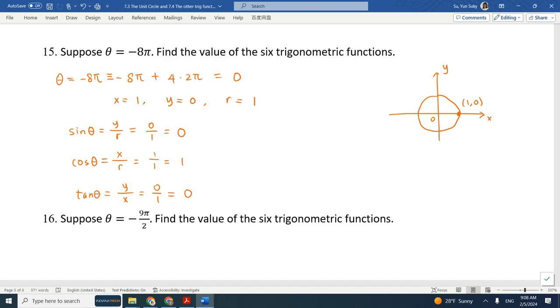Remember our order. Who's next? Cotangent. So cotangent is, yes, x over y, or you can think of 1 over tangent. Do you see 1 over 0? Undefined. Okay, that's undefined.